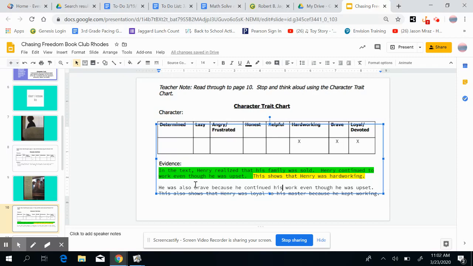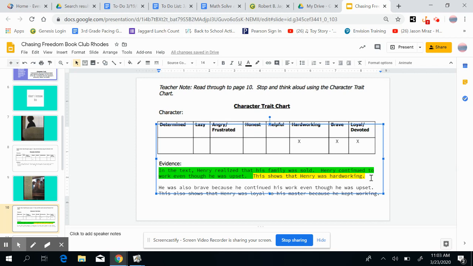Okay, I'll explain it again. The highlighted text in green tells us what happened in the story. The highlighted text in yellow explains that evidence. So remember with that text evidence, we also want to explain how that helped you, and bring it back to the original task. The original task was to pick a character trait, so I explained that this shows that Henry was hardworking.